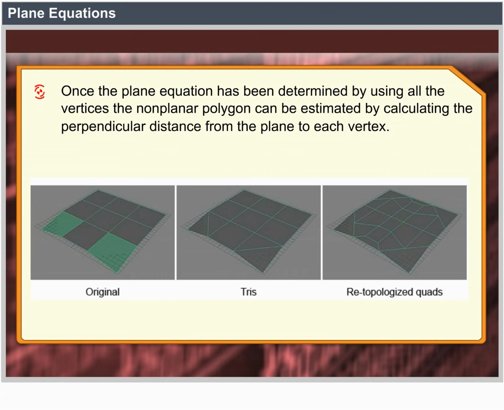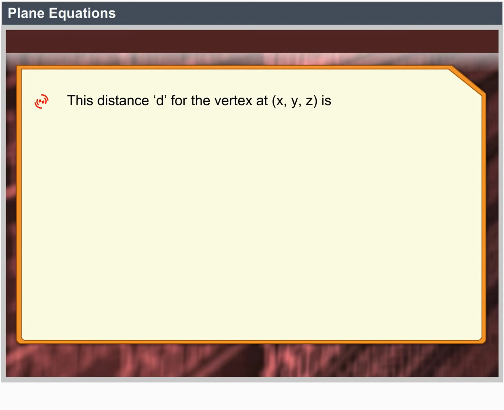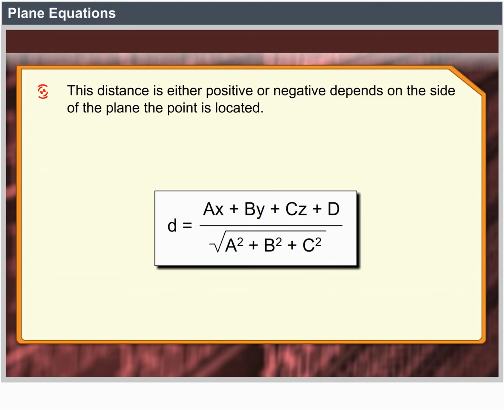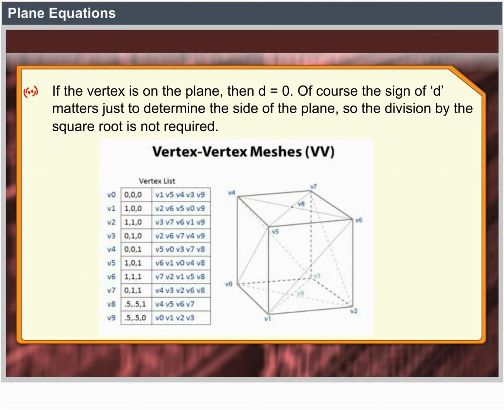Once we determine the plane equation by using all the vertices, we can estimate how non-planar the polygon is by calculating the perpendicular distance from the plane to each vertex. This distance d for the vertex at x, y, z is d equals ax plus by plus cz plus d over the square root of a squared plus b squared plus c squared. This distance is either positive or negative depending on which side of the plane the point is located. If the vertex is on the plane, then d equals 0. Of course, to determine only on which side of the plane a point is, only the sign of d matters, so division by the square root is not needed.